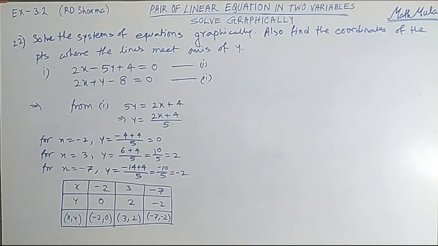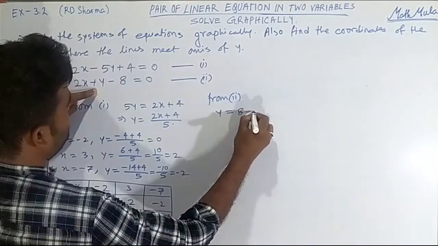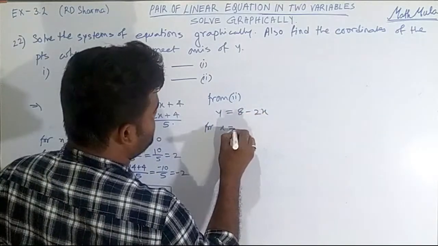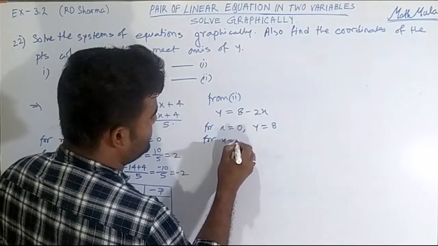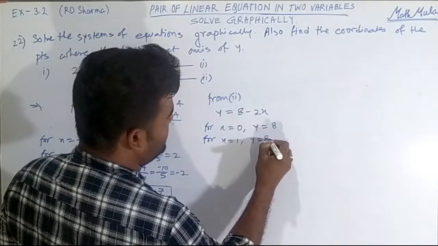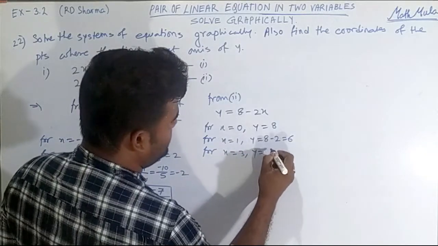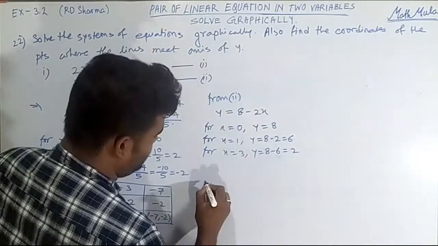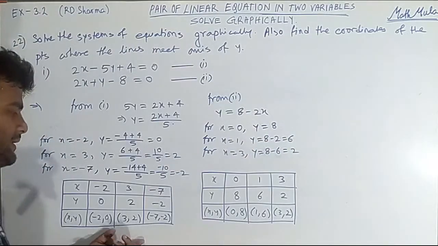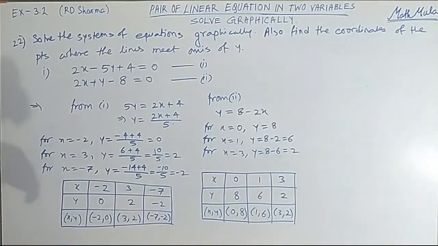Okay, now we solve for equation 2. We get y equals 8 minus 2x. For x equals 0, we get y equals 8. For x equals 1, we get y equals 8 minus 2, that is 6. For x equals 3, we get y equals 8 minus 6, that is 2. Now we get a table. Now we plot these points on the graph, draw the lines, and find the intersecting point and the y-intercepts.